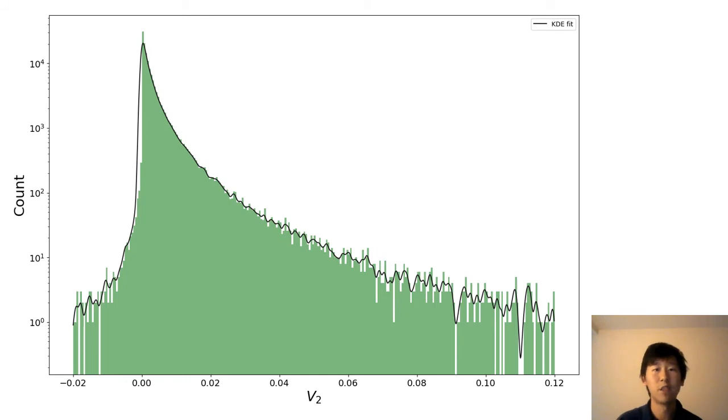So this graph shows, using a logarithmic scale, the number of conformations in the simulation data that had each specific V2 value. There are values outside this range, but those occur very sparsely. The histograms were fitted with this black curve, and then the probability density function is created by scaling that curve to make the area underneath equal to 1.